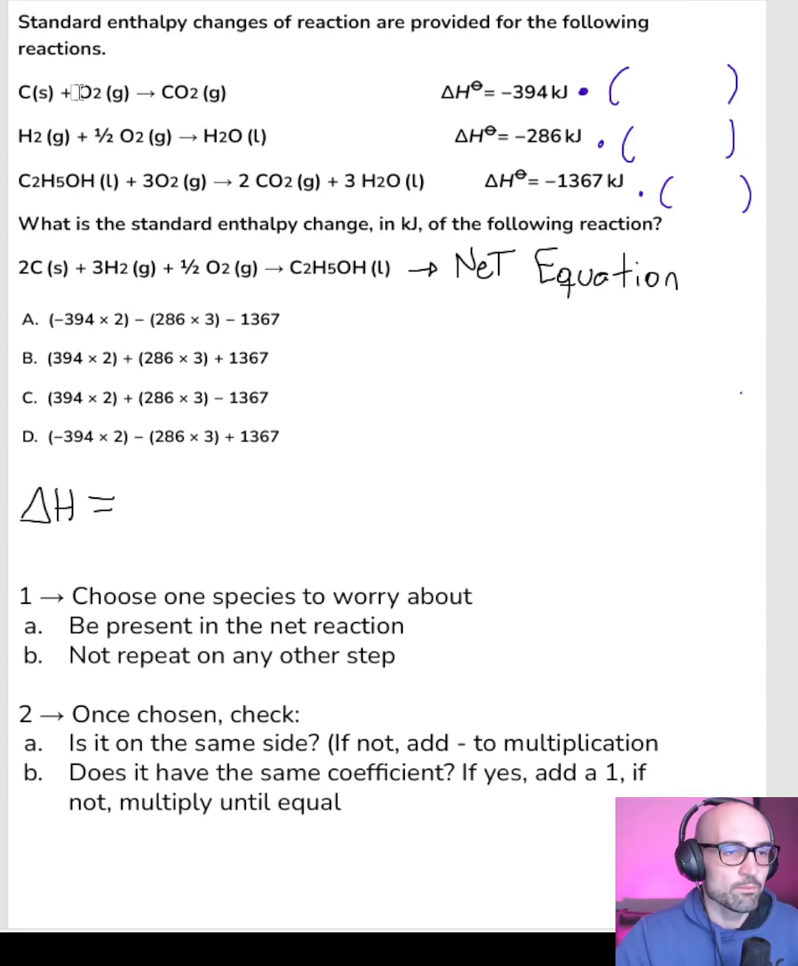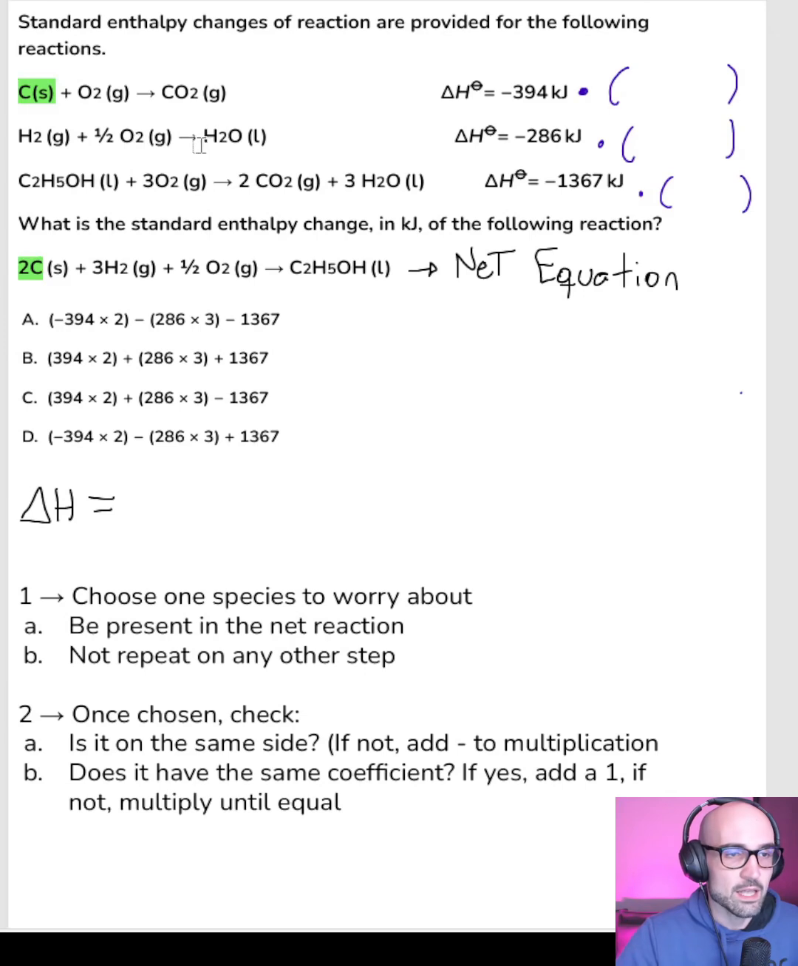So here's the deal. Oxygen. It is present in the net equation. CO2 is not, so we cannot pick CO2. We can pick oxygen, but the problem is oxygen repeats. Oxygen repeats on the other steps. So what about carbon? Carbon is present on the net equation, and it does not repeat on any other step. So we're going to pick carbon in the first step to worry about, okay?